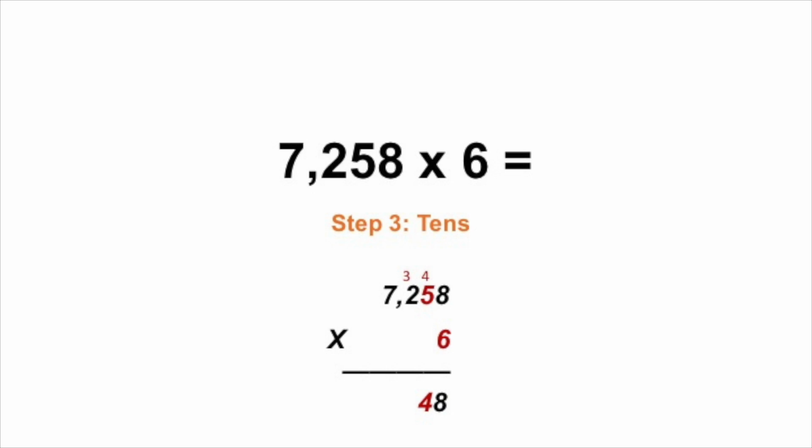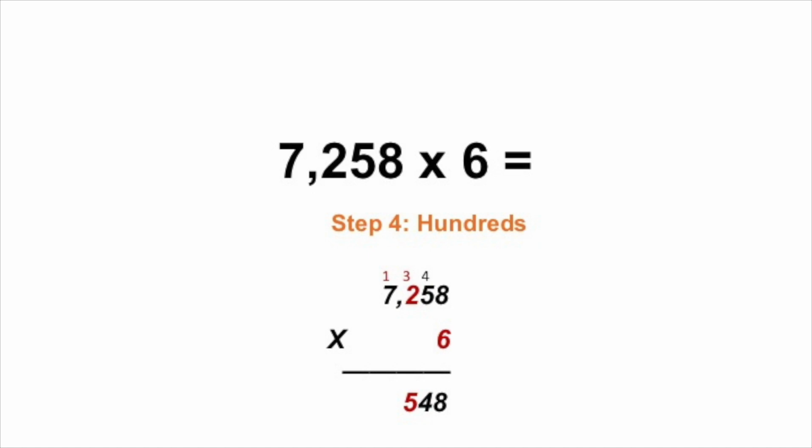Now we're into the hundreds column. 6 times 2. Perfect, guys. 6 times 2 is 12. But we need to add the 3 that we carried over. 12 plus 3, 15. So we write 5 as our answer, carry over the 1. And now into the thousands column.